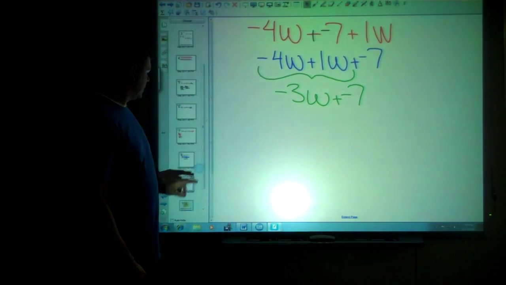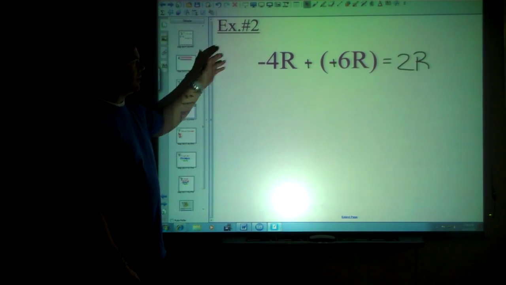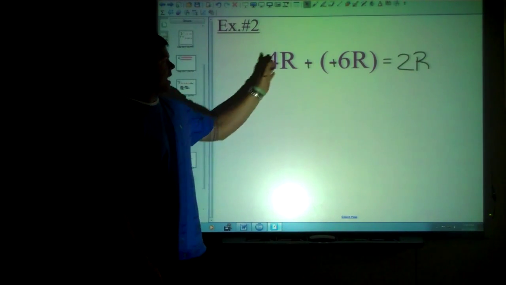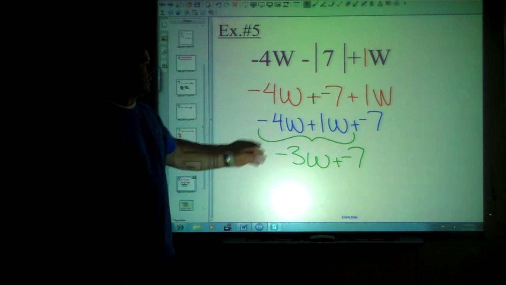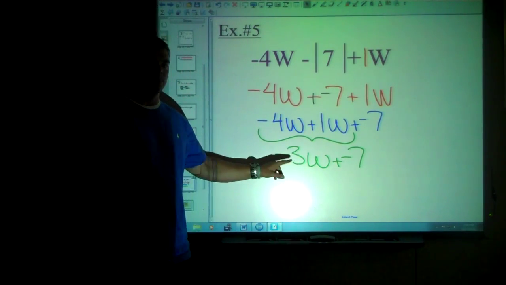Alright, so that's practicing more with the positive and the negative numbers, decimals, but making sure that we also deal with the variables. They have to have like parts, because if they don't have the same parts like right down here, then they can't go any further, even though that's a very typical mistake.